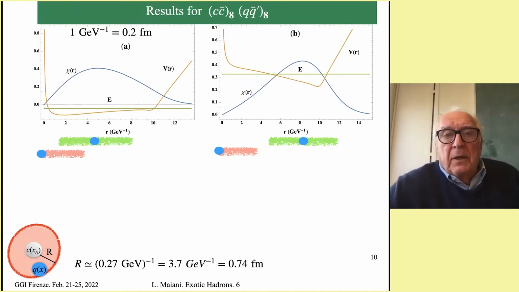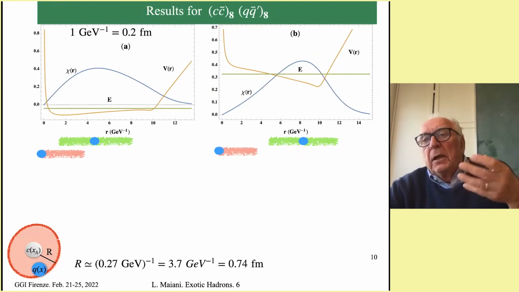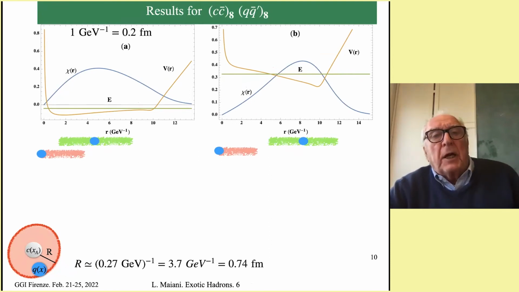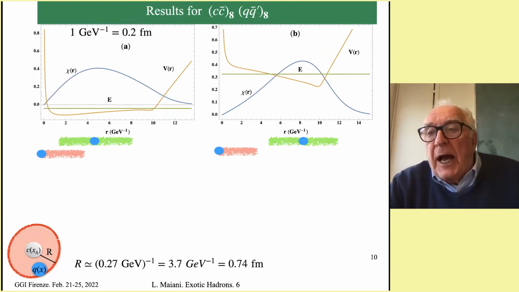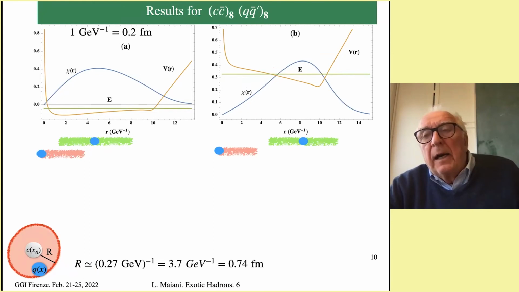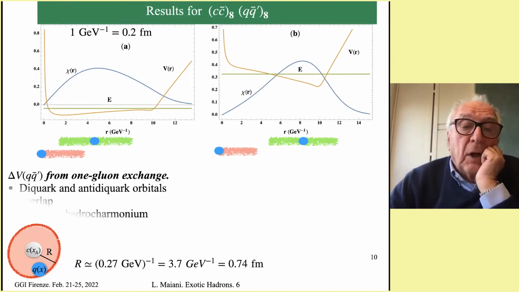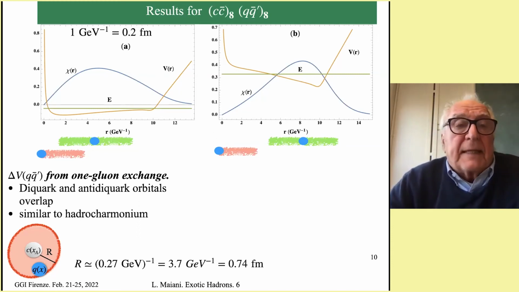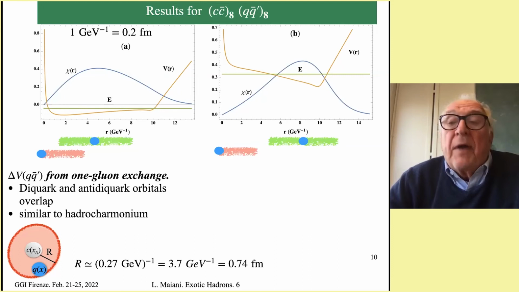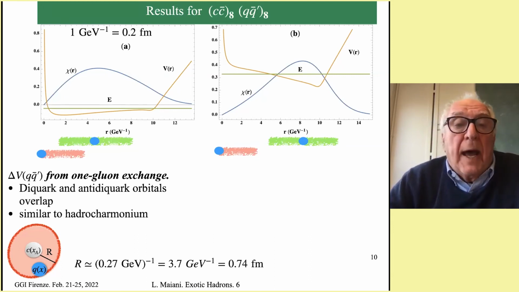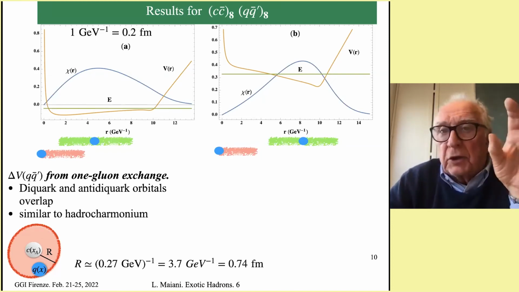And now we can go to the results. You compute the Born-Oppenheimer, you compute the Schrödinger equation for the Born-Oppenheimer potential, and you end up with this. This is the case where you have a hidden charm tetraquark, that is CC bar and QQ bar prime. And what I plot here, look at the figure on the left hand side, in blue is the radial wave function that tells you where the heavy sources will be located when you have solved the Schrödinger equation.